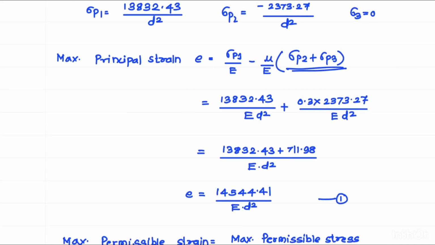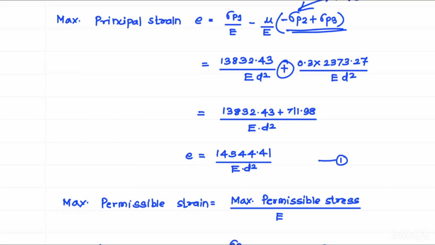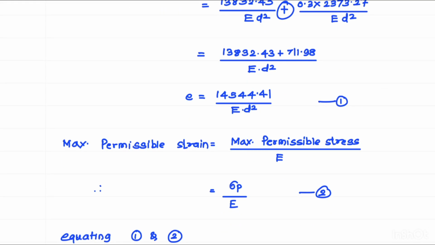Now if I solve this particular part, I will get 13,832.43 by E d square plus mu, which is 0.3, and sigma P2 is negative. Since this is negative, the negative becomes positive, so minus becomes plus 0.3 into 2373.27 by E into d square. Now if I add this together, I will get 14544.41 d square by E. This is the particular value that I am going to get.